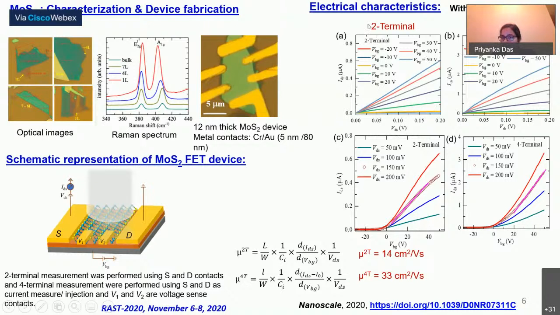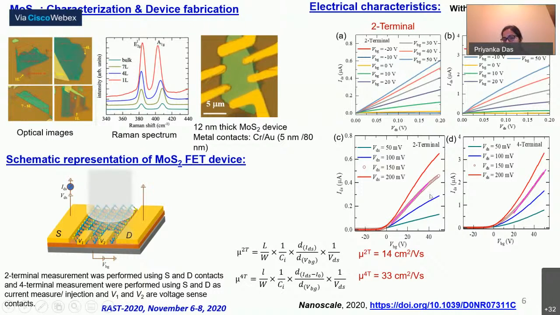Figure A and B show the drain source current as a function of drain source voltage at different backgate voltages in both the 2-terminal and 4-terminal measurements, where you can see both measurements show the linear IV characteristics of the devices. And figure C and D basically show the transport properties of the devices under no light illumination.